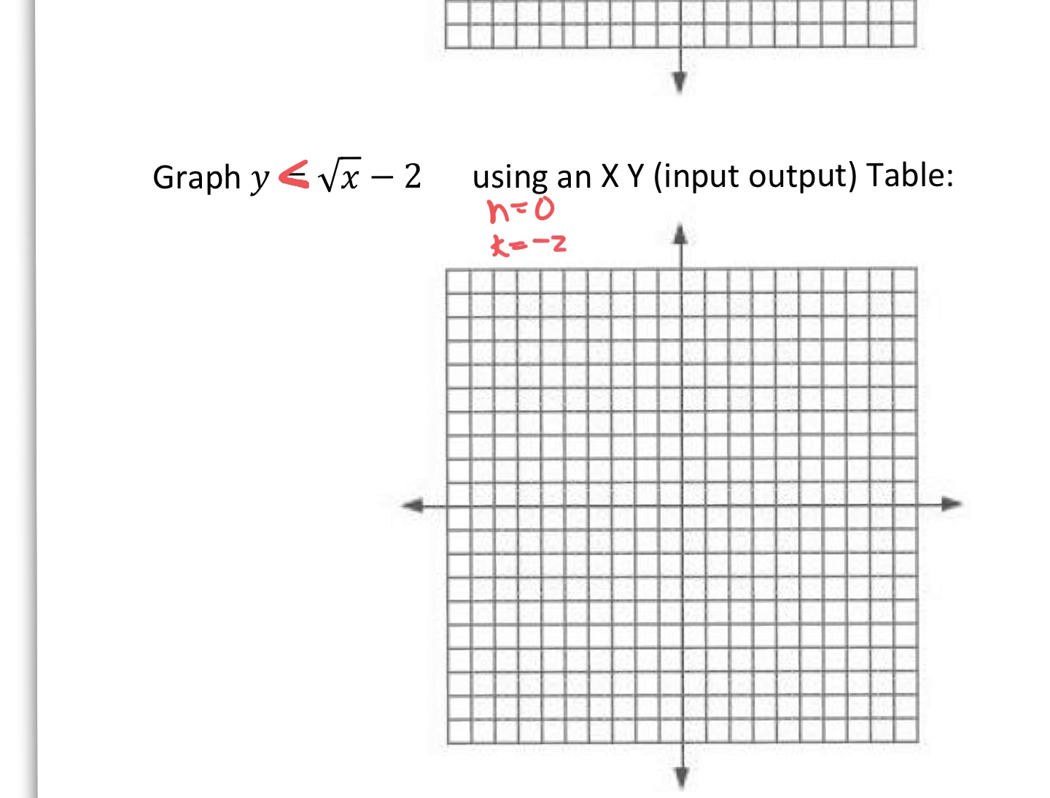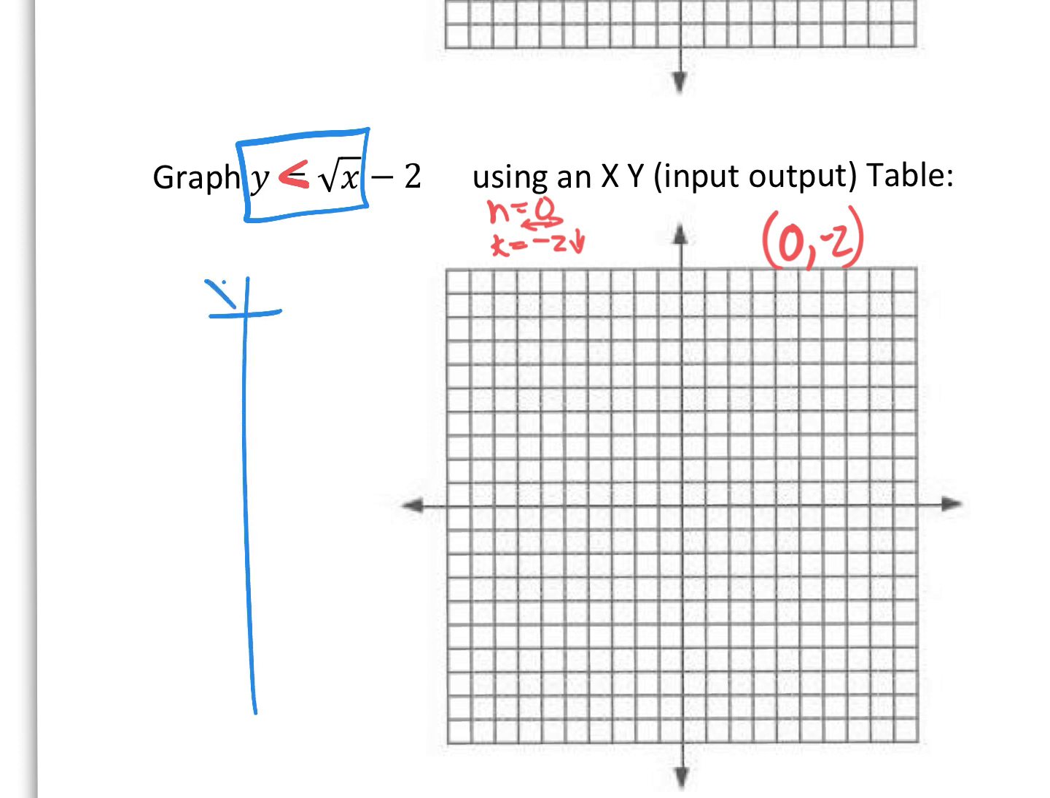So the h being 0 means that you don't shift left or right, but the -2 on k means you're going to shift 2 down, okay? And just like on parabolas, the hk was the most important point of a parabola. Right here, hk is the most important point of a square root function. So the hk value is 0, -2. So once you identify hk, you could ignore hk and just pretend it's a regular equation.